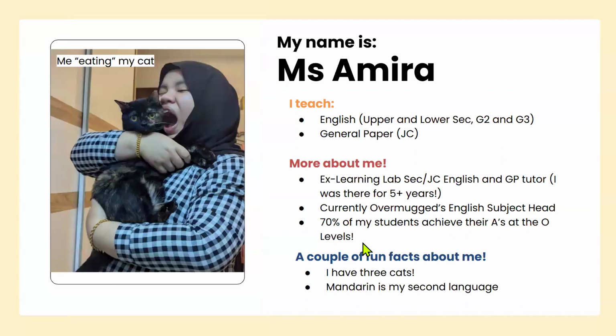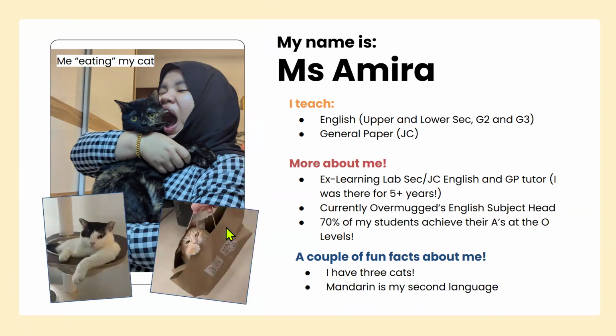Now, a couple more fun facts about me. I have three cats. If you take a look at the picture, this is me eating my cat. This is just one of the three cats that I've adopted over the years. The other two, as you can see on screen, their names: this one is Seaweed Bean, and this one is Keledek, which is Malay for sweet potato. Can you tell which cat is the naughtiest just based off the pictures? The orange one, yes, you can tell, right? He's always getting into a lot of trouble.